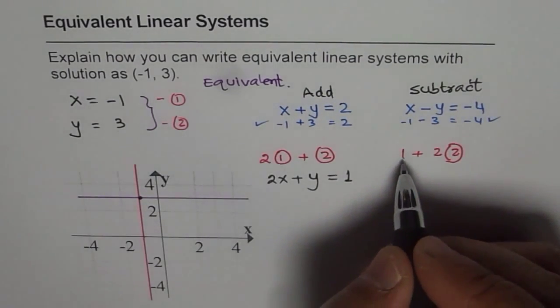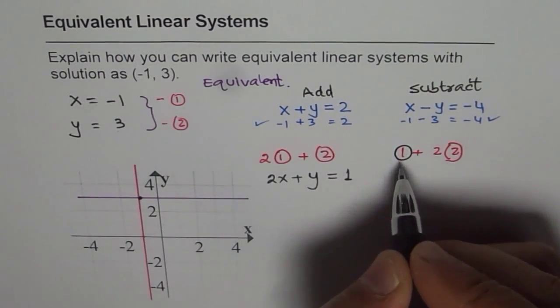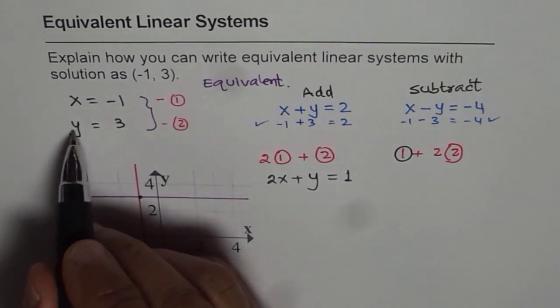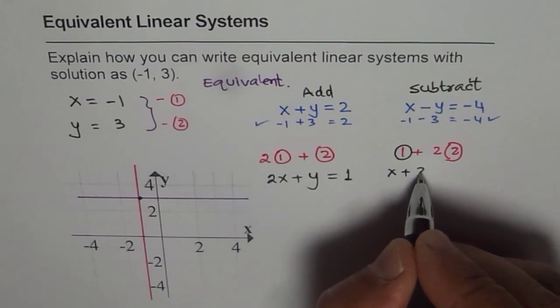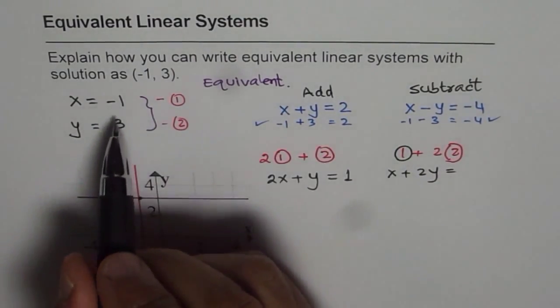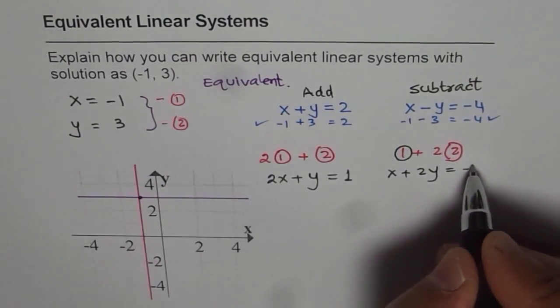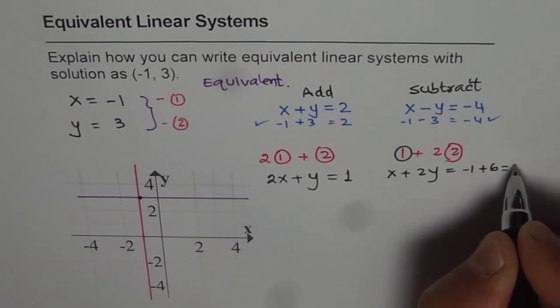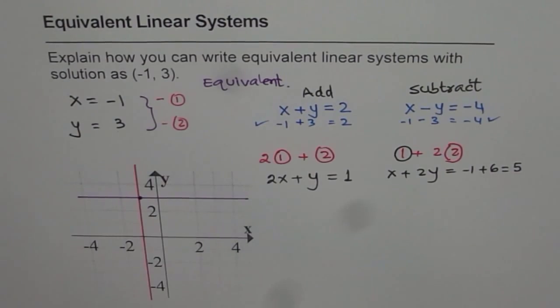And when I do equation 1, which is x equals -1, plus 2 times the second equation, on the left side I get x plus 2y, and on the right side I get -1 plus 2 times 3, that is -1 plus 6, which gives me 5. So I have a linear system now.